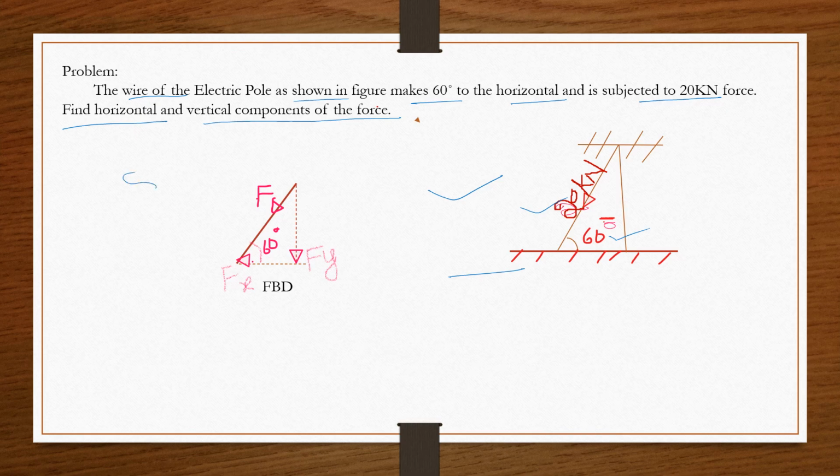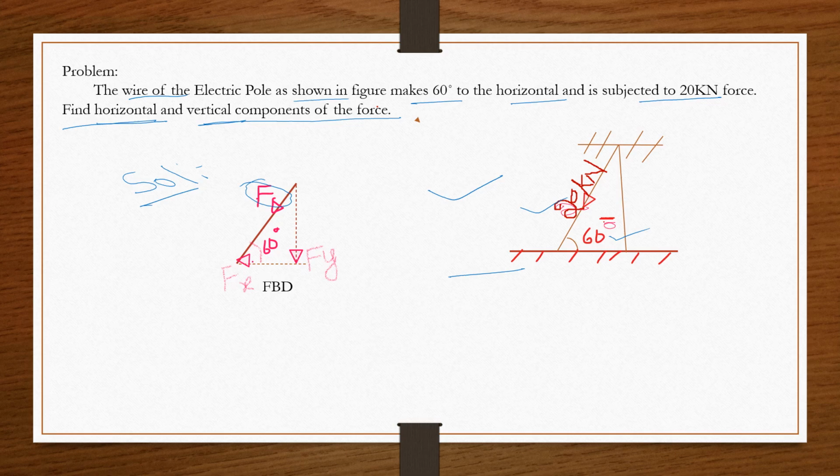So, in the solution part, first you have to write down the free body diagram of that particular member. This is the inclined member. On this member, the force F is acting, that is 20 kilonewtons, already given in the question. Further, you have to calculate the horizontal component and the vertical component.